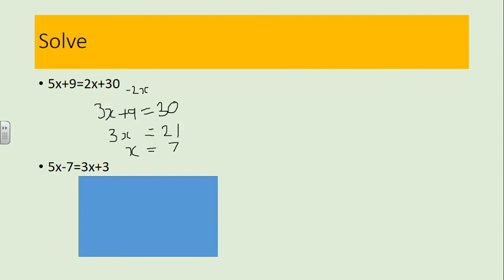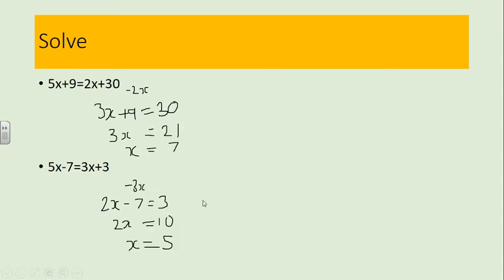Okay, next one. So subtract the smallest x again. The smallest x here is the 3x rather than the 5x. So I'm going to take away 3x from both sides of the equation. So 5x will become 2x. Notice how the numbers have stayed the same as well. So minus 7 stays the same, and also the 3 stays the same as well. And now to get rid of that minus 7, you're going to add 7. So that means 2x will become, well, 3 add 7 is 10. Finally, 2 times something is 10, so that x must be 5.